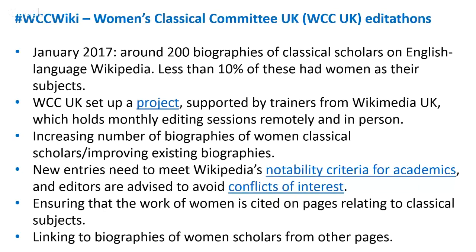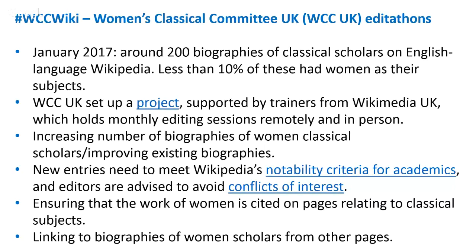It's also important to ensure when editing that there's no conflict of interest, which might compromise the editor's neutrality. So for example, you shouldn't edit an entry about your own work, and nor should you be writing about someone with whom you have a professional or a personal relationship. So for example, writing about close colleagues or things like research supervisors would contravene Wikipedia's guidance on this.